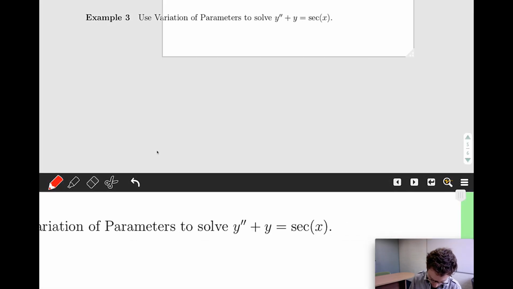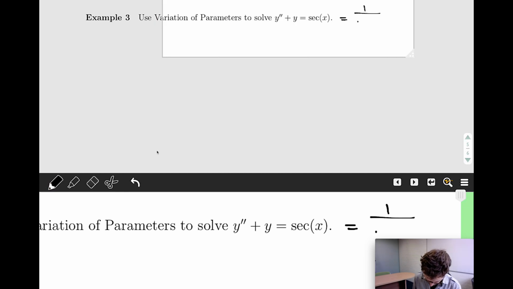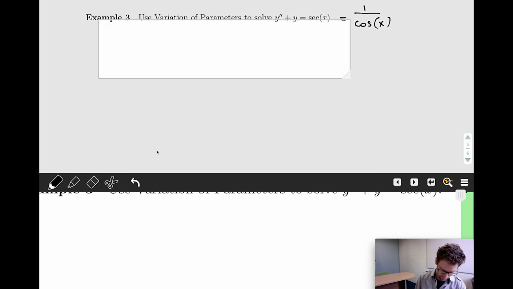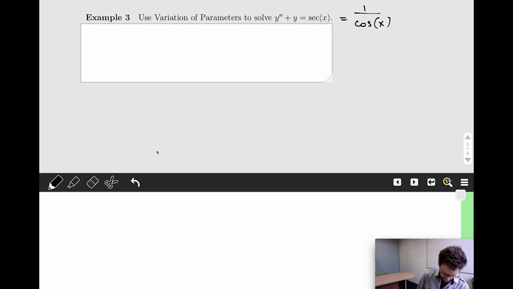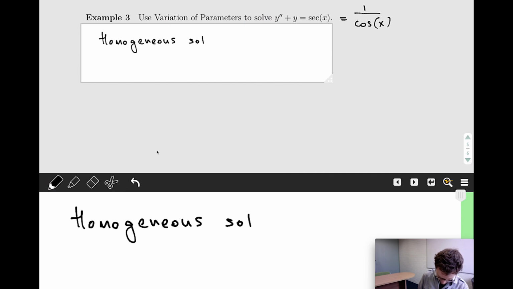So we're going to use the method of variation of parameters to solve the differential equation y double prime plus y is equal to the secant of x. And just in case you don't remember what that is, it's 1 over the cosine. So the first step in this is always, always, always solve the homogeneous problem first.